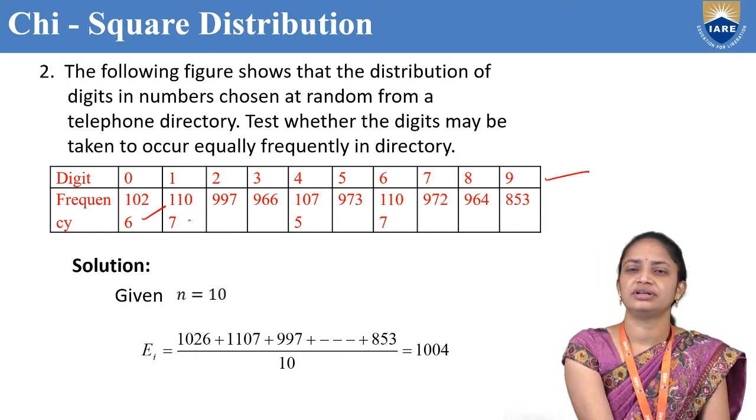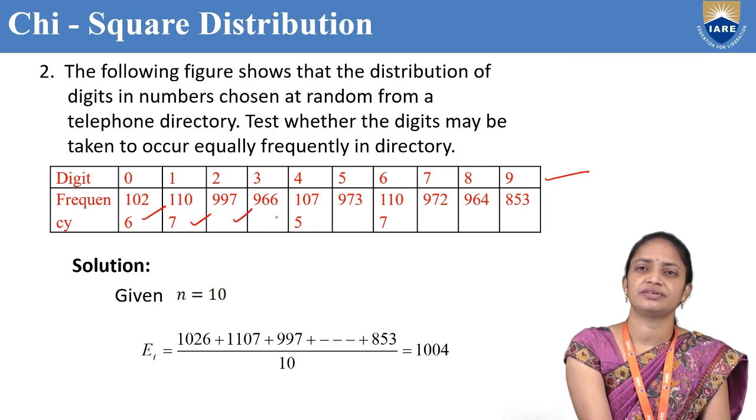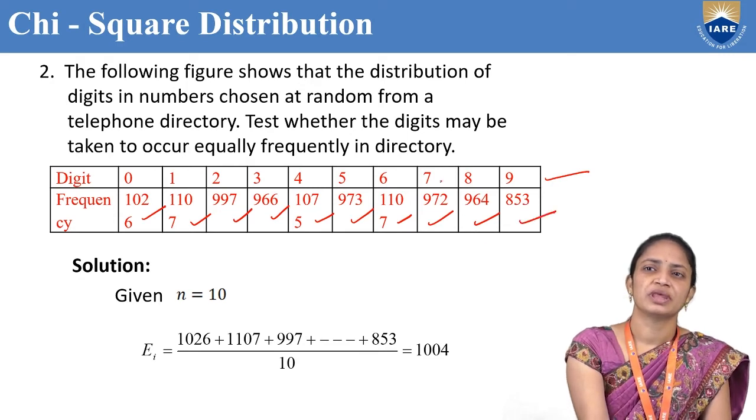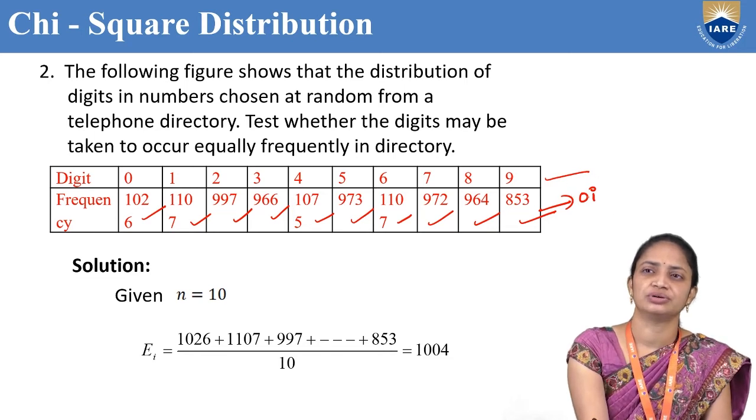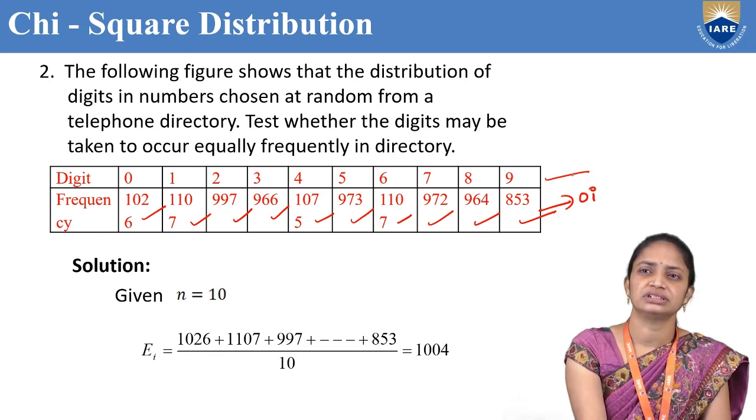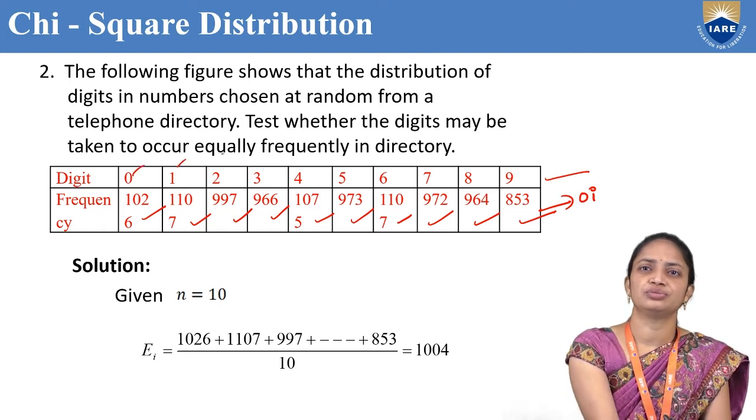1026, 1107, 997, 966, 1075, 973, 1107, 972, 964, 853. These are all observed frequencies, the Oi values. How many values are there? 1, 2, 3, 4, 5, 6, 7, 8, 9, 10. So n equal to 10.